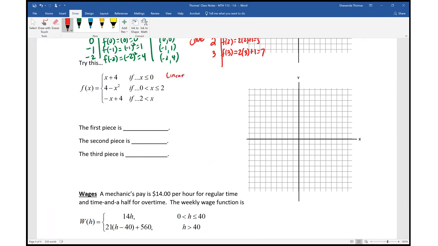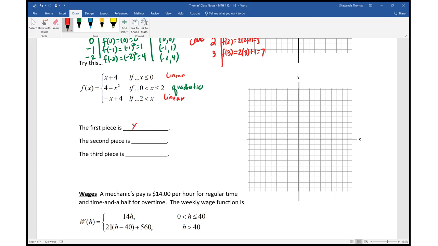Then the next one is quadratic. And the next one is linear again. And we know it's linear because of the degree. If the degree is 1, we have a linear function. If the degree is 2, we have a quadratic.